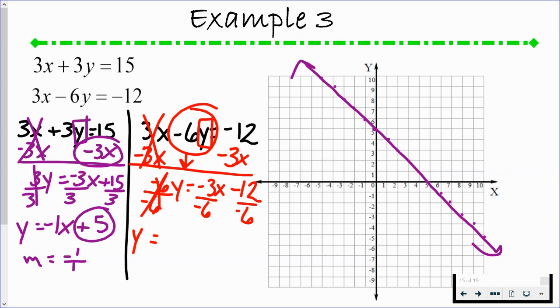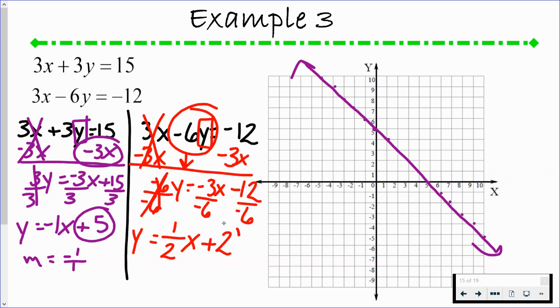Okay, negative 3 divided by negative 6. Now, for anyone who is saying 2x, very common mistake. Negative 3 over 6 simplifies to 1/2. Okay, 6 divided by 3 is 2, but 3 over 6 is 1/2. And then negative 12 divided by negative 6, double negatives, going to give you a positive 2.